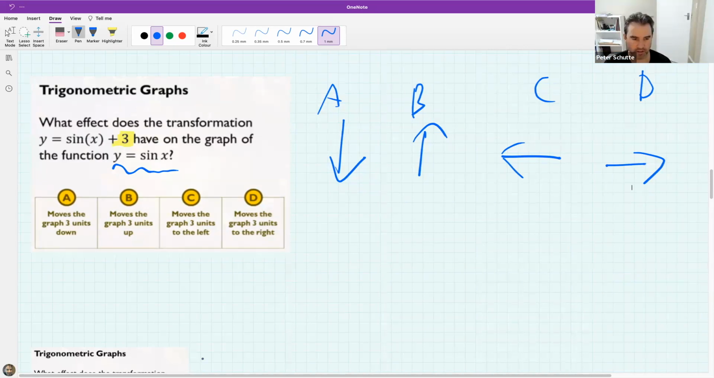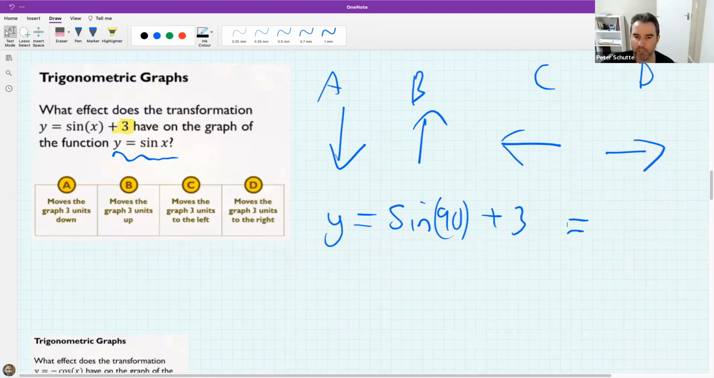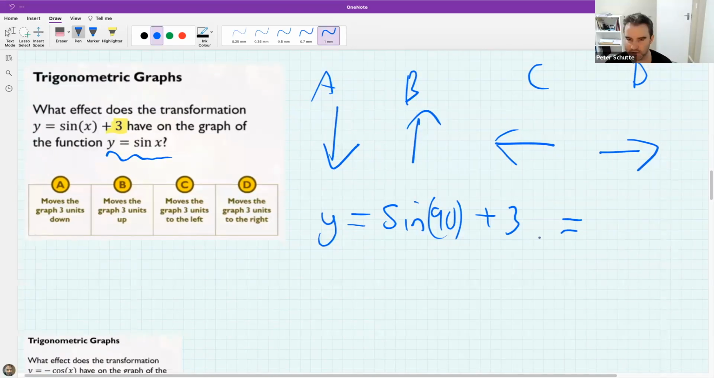Who has C? Moves the graph 3 to the left. The problem is, I think that the plus, well, let's put it in our calculators. Let's see what the calculator says. So if I put in sine of 90, and remember that's a closed bracket, plus 3, what will I get in my calculator? You can tell me. So I get 4.